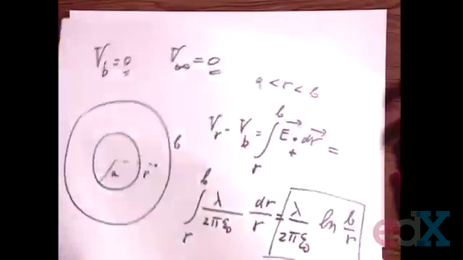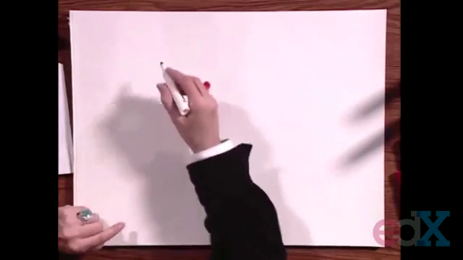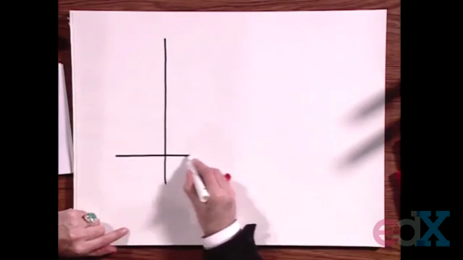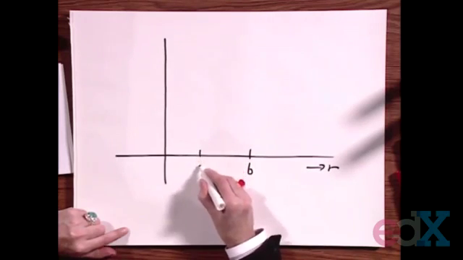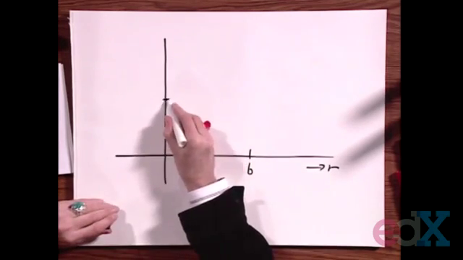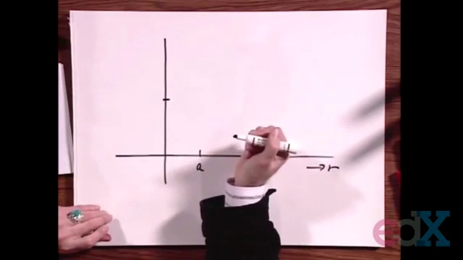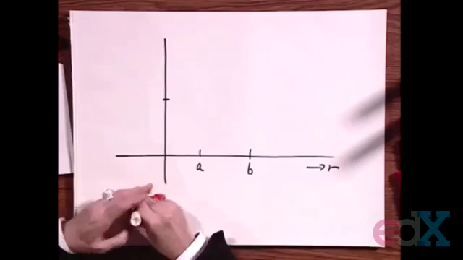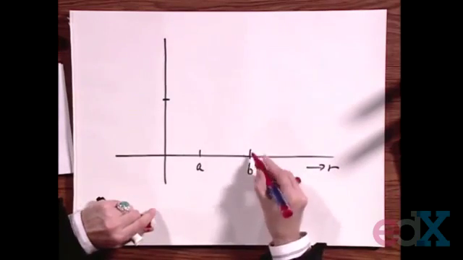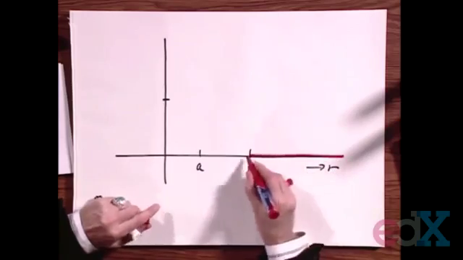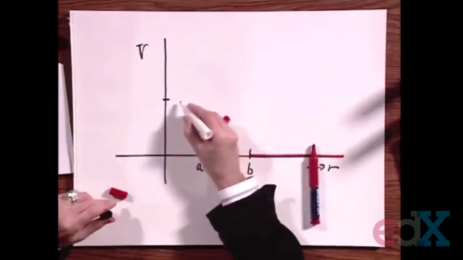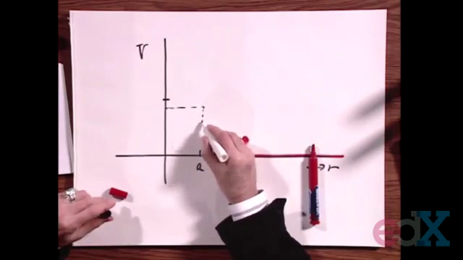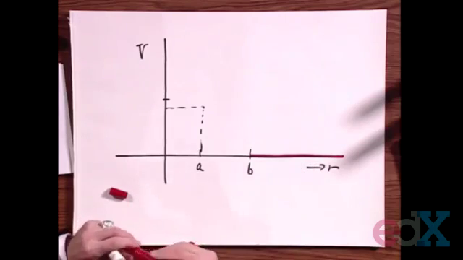And so I would like to make a drawing now of the potential as a function of r. Here is b. Here is a. I know that right at the center, well, let's start at infinity. So right at infinity, all the way, potential is 0. And then it will climb up to a certain value in this logarithmic fashion that we just calculated.